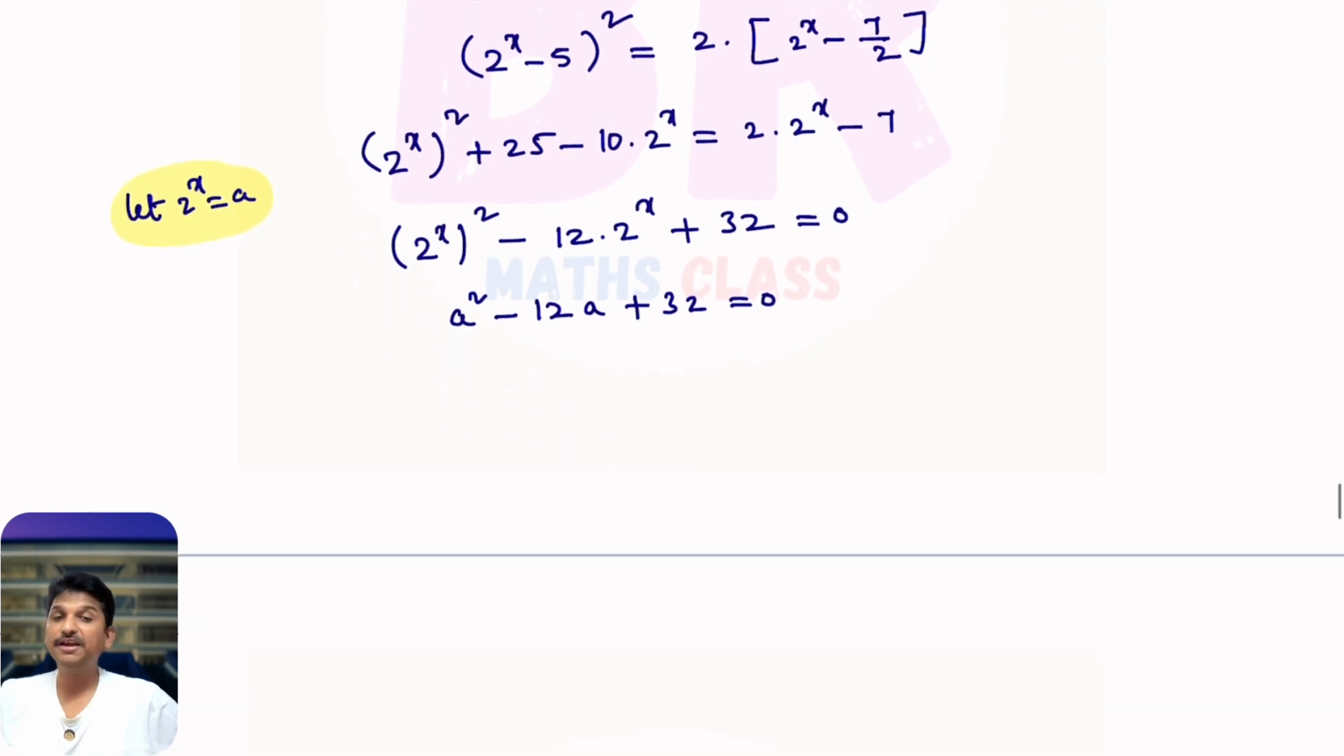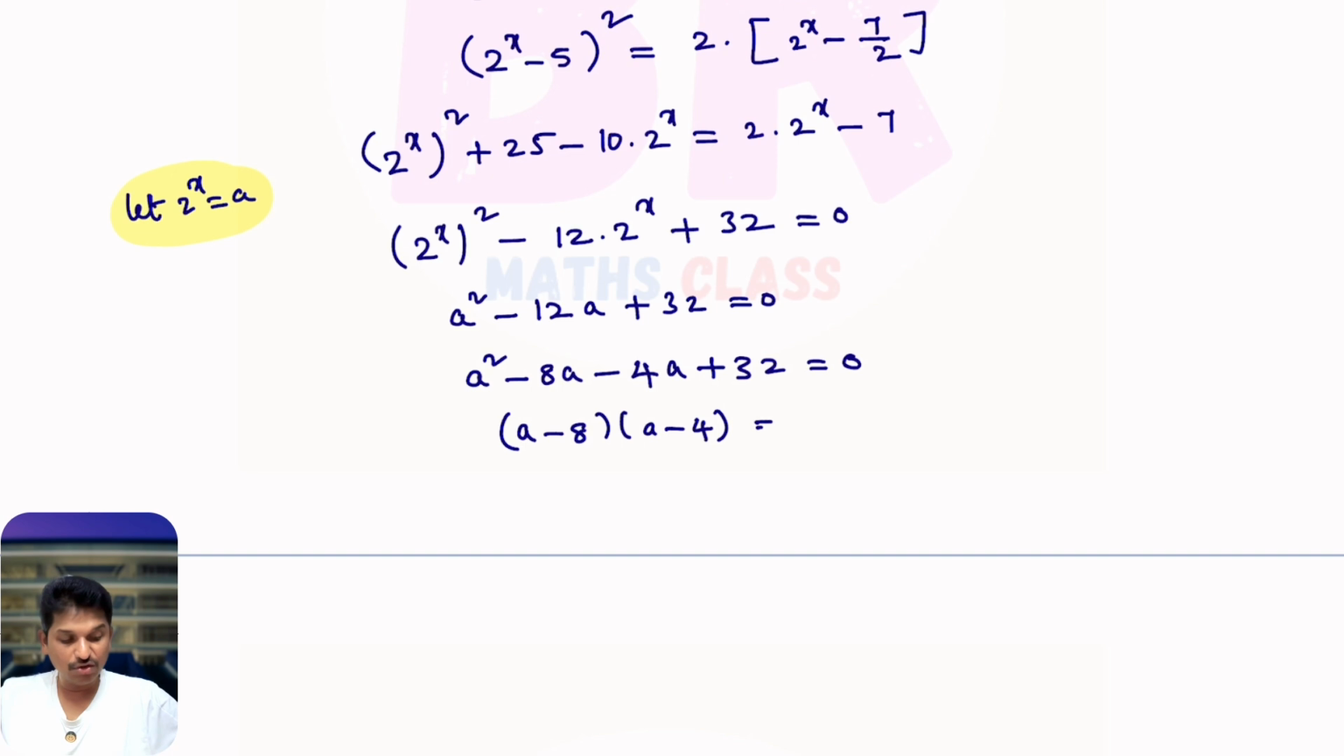Split the middle term, 8 and 4 are the factors, right? a^2 - 8a - 4a + 32 = 0. This can be written as (a - 8)(a - 4) = 0. Directly, minus 8a minus 4a is there, directly you can write like this. So what you will get from this? You will get a = 8 or a = 4.